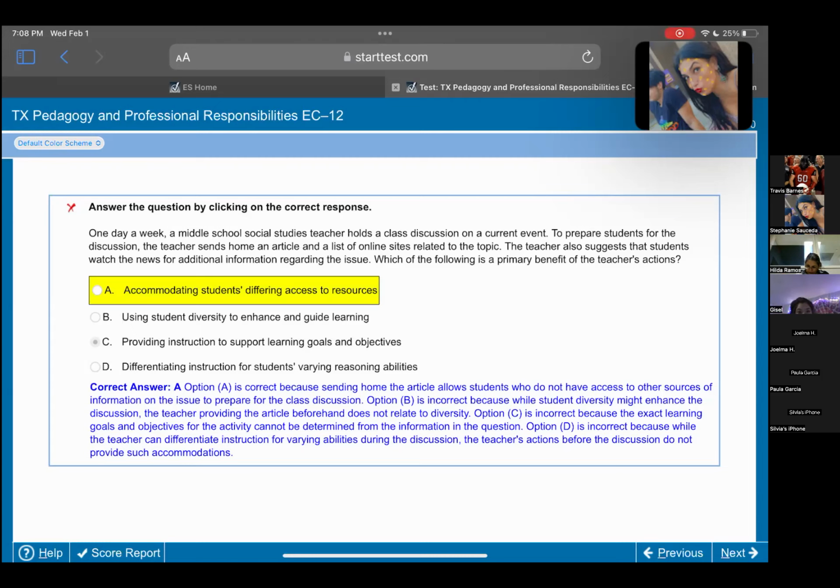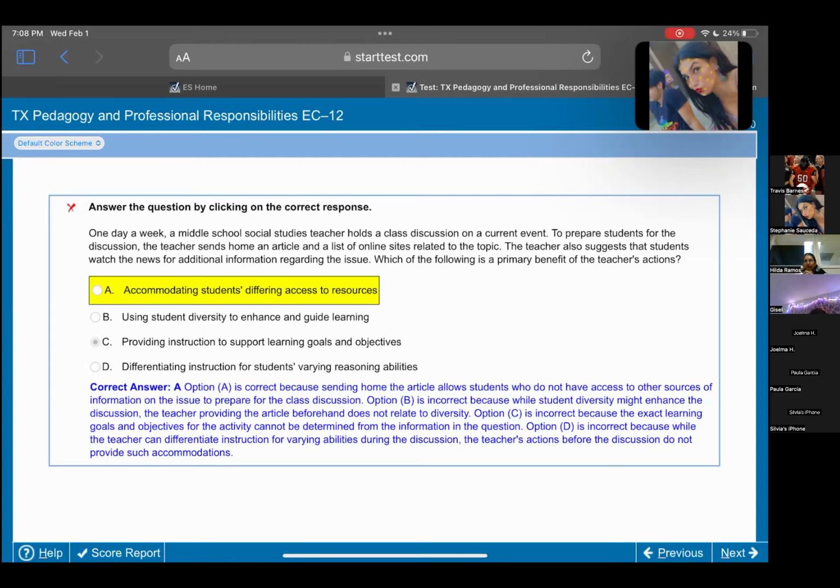Using student diversity to enhance and guide learning. Okay, she's not doing this at all. Using student diversity to enhance and guide learning is a great thing to do. We want to use the diversity of our class, the particulars of our class, in order to drive the plan of our instruction, to drive our assessments. But there's no discussion here at all about diversity. She doesn't talk about a diverse student population. There's nothing there, and there also is no learning guide talk.